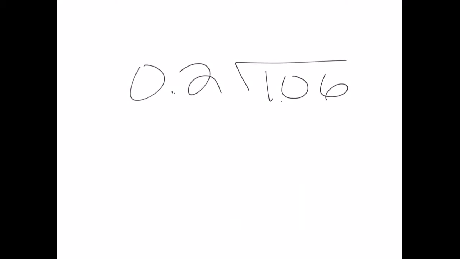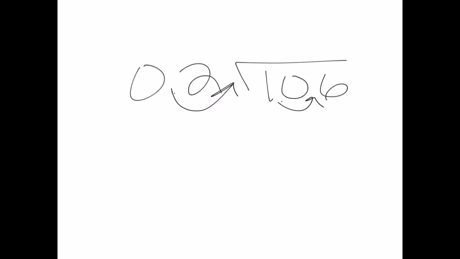To divide 2 tenths into 1 and 6 hundredths, you first need to get rid of your decimal point. Anytime you're dividing, you can never have the divisor a decimal point. So you're going to move it over one place. But whatever you do to one side, you must do to the other. So you're going to move the decimal place over once. And that's how you get the equation of 2 divided into 10 and 6 tenths.